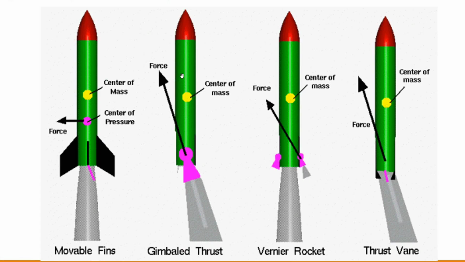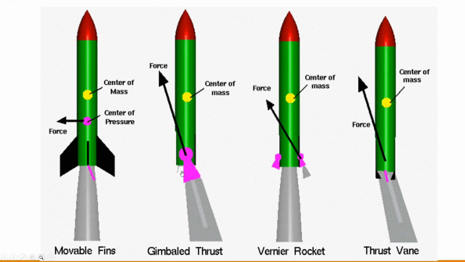Gimbaled nozzle control. Most modern rockets control their attitude by gimballing the nozzle of the engine. In this system, the exhaust nozzle can be swiveled from side to side, which changes the direction of the thrust relative to the rocket's center of gravity. This produces a controlled torque that rotates the rocket.